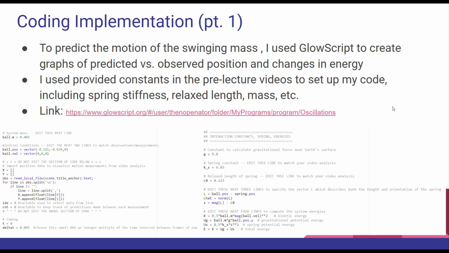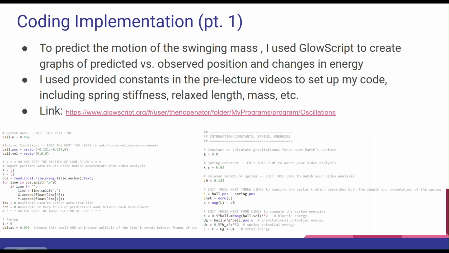And the next slide: coding implementation part 1. To predict the motion of the swinging mass, I use GlowScript to create graphs of predicted motion versus observed motion, as well as changes in energy. So I use the provided constants in the pre-lecture videos to set up my code, which includes constants like spring stiffness, or K spring, the relaxed length of the spring, or L naught, and also the mass of the system, etc.